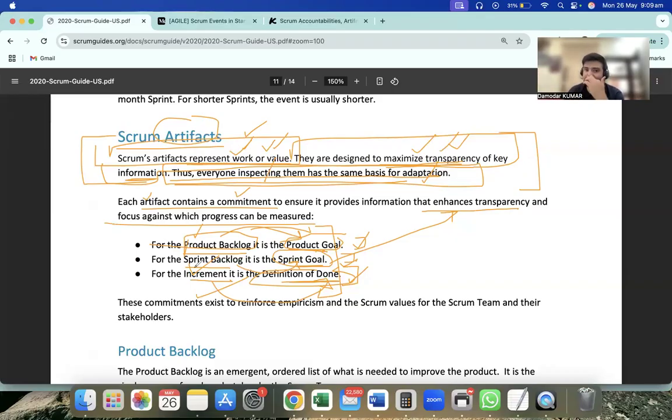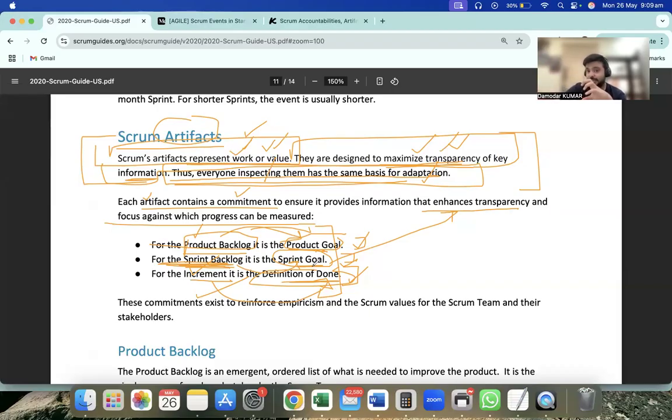So what will happen here is that we will be having a sprint planning session, if you remember now. So in this sprint planning, we will be working on the sprint backlog, if you remember. So what we will be doing here is picking those items from the product backlog which can be done in that sprint, right?